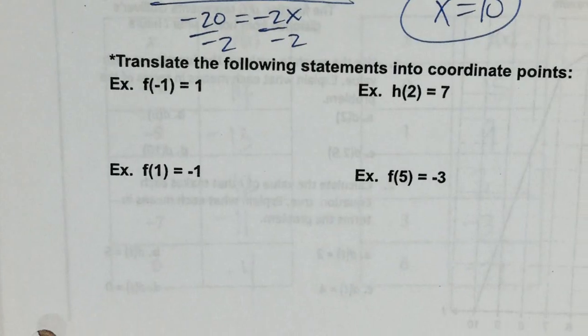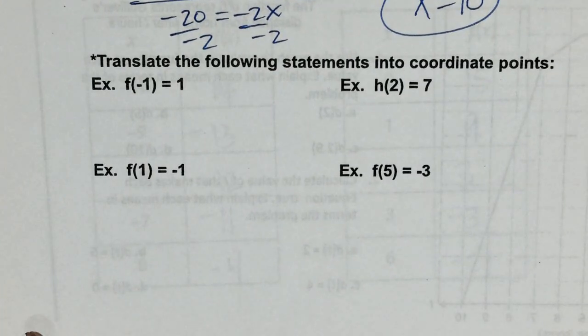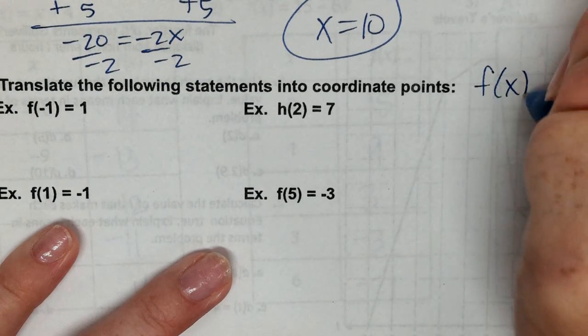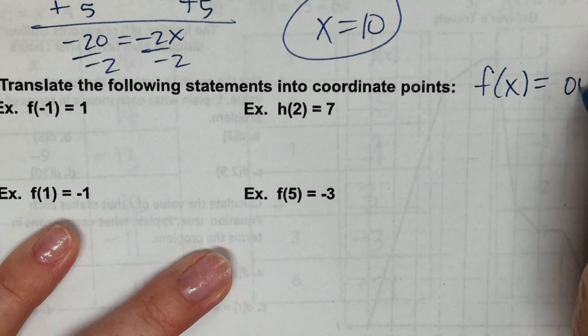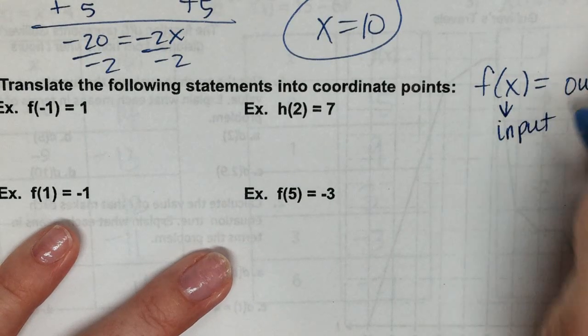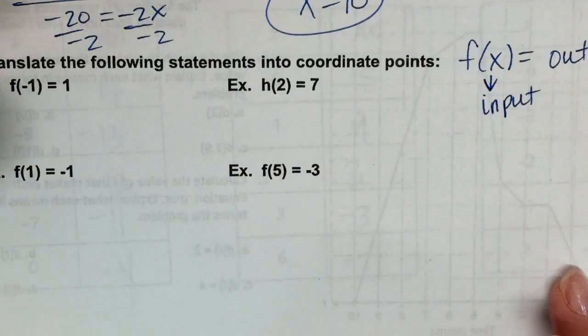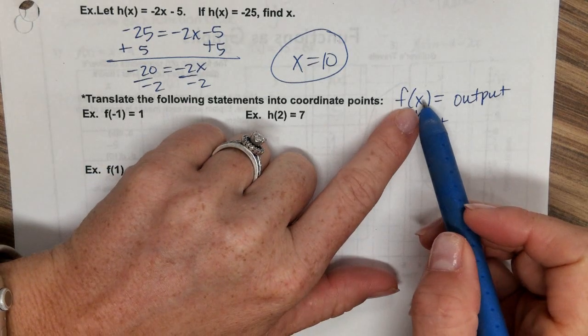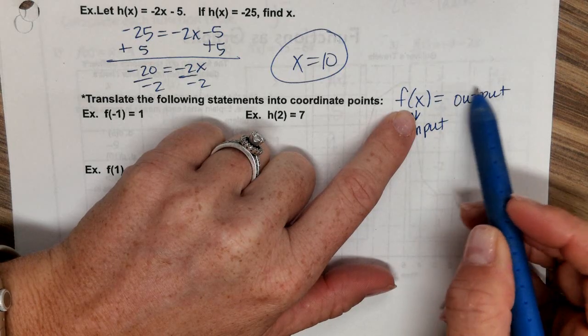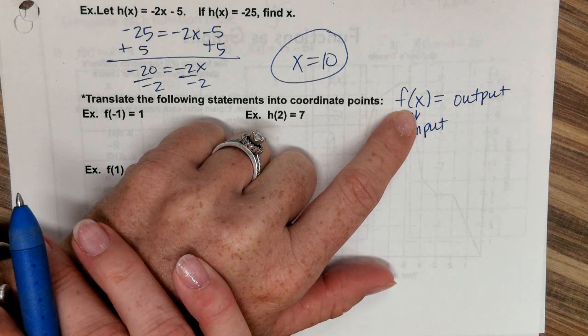Now, the last part says translate the following statements into coordinate points. This is the easiest thing ever. Okay? So do y'all remember how it said in function notation f of x equals, and then what over here was the output, and the x was the what? Input. That means whatever number is here is the x value. Whatever number is over here is the what? Y value. It's that simple.